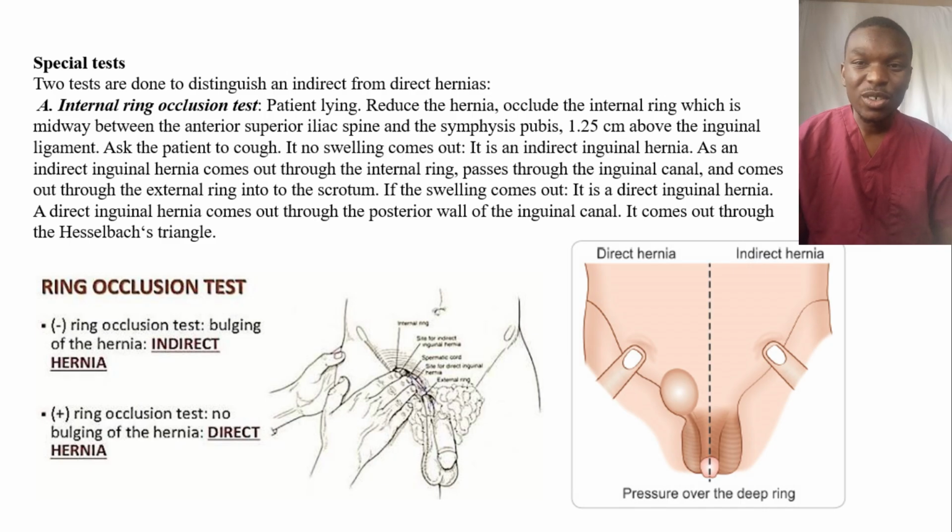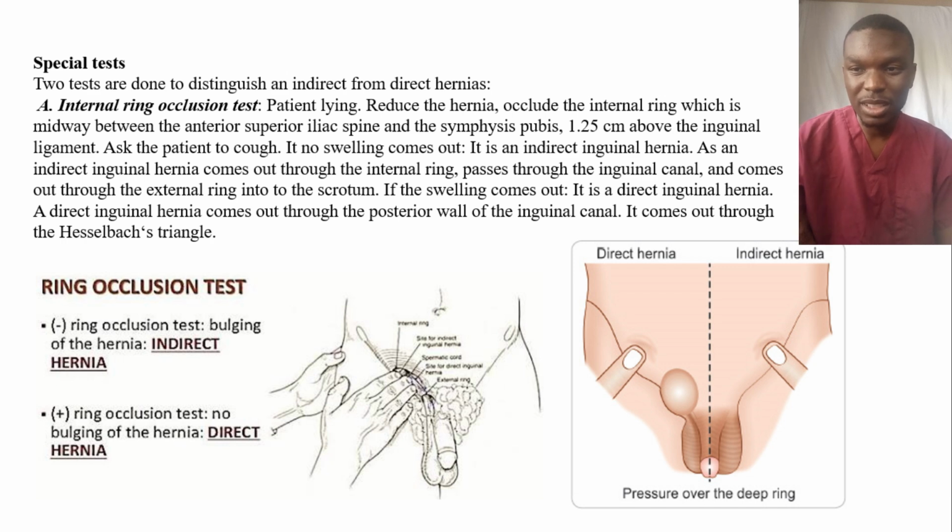An indirect inguinal hernia comes out through the internal inguinal ring, passing through the inguinal canal, and comes out through the external ring into the scrotum. If the swelling comes out, it is a direct inguinal hernia. A direct inguinal hernia comes out through the posterior wall of the inguinal canal, through the Hesselbach triangle.